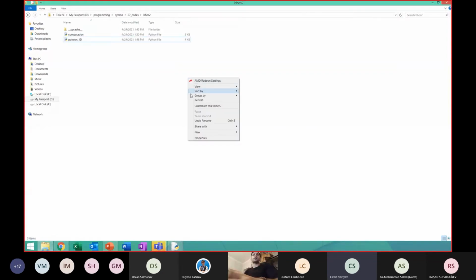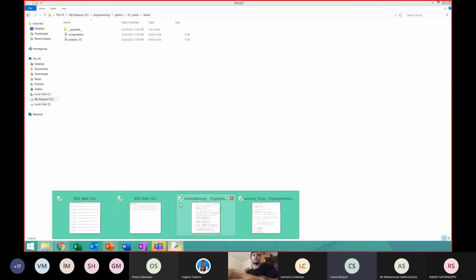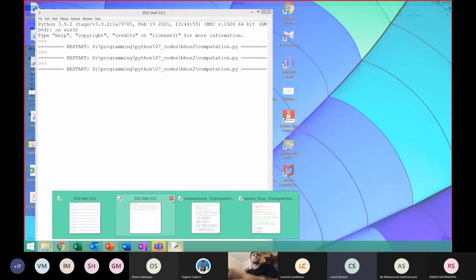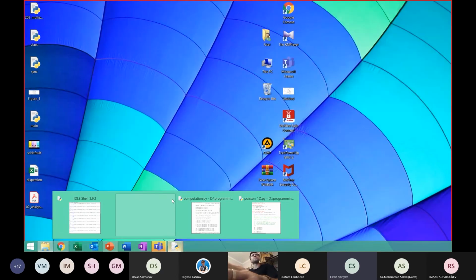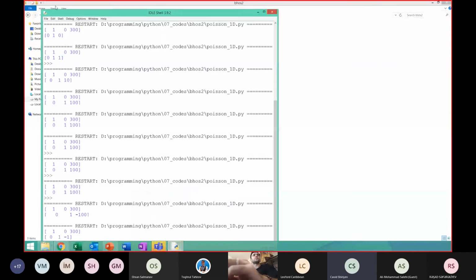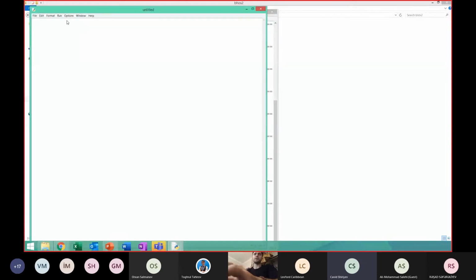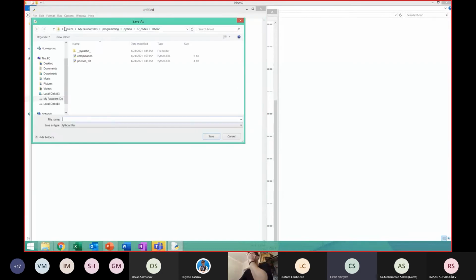Now I'm starting a new script, and I'm saving it as a test. Okay, this is a test because I'm going to compare the analytical solution and finite difference solution as well. So that's the reason why I'm calling it test.